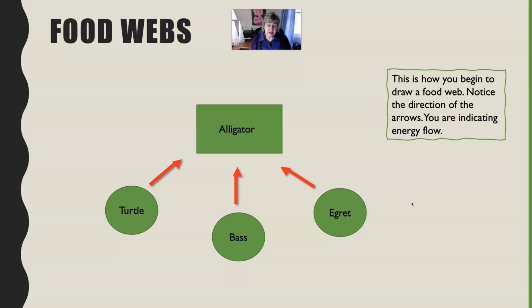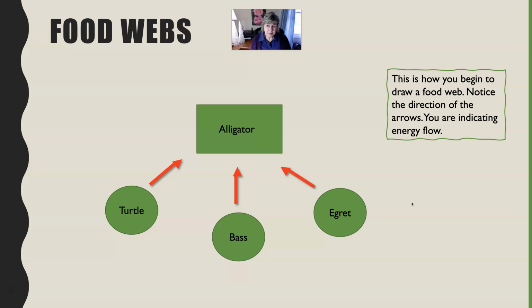But I want you to notice how the arrows are drawn. The arrows are drawn from the turtle toward the alligator, because what you're doing when you're drawing out a food web is showing the energy flow. So the energy flow is flowing from the turtle, who is the food, into the alligator. Okay, so that's the way that you draw the arrows in a food web. Just think about how the energy is flowing.